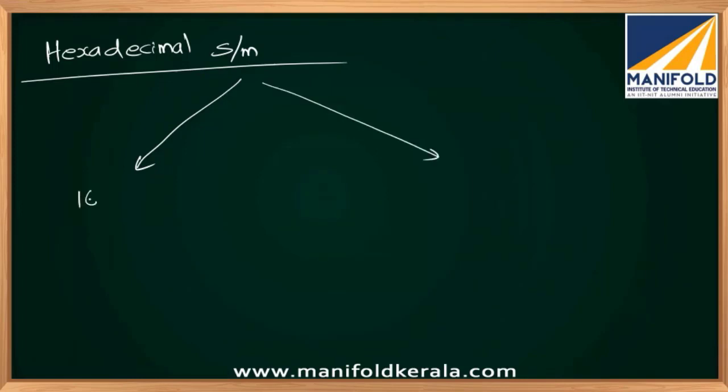What are the different possible complements you can have? One is 16's complement, because the base is 16. And the other one is 15's complement. But 15's complement is not usually written as 15's complement, it is written as F's complement. Now, there was a question to find the F's complement of a hexadecimal number. So how do you get the F's complement of a hexadecimal number?